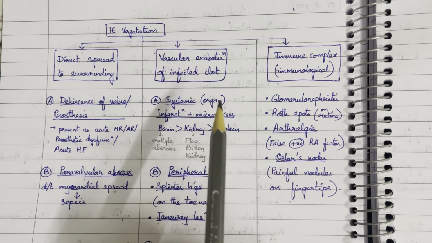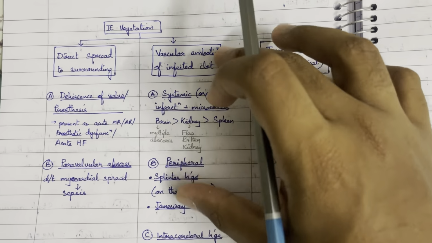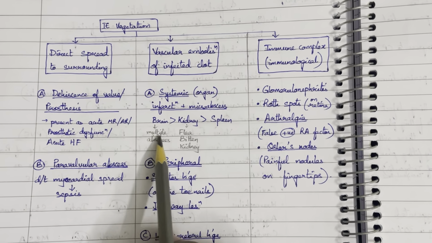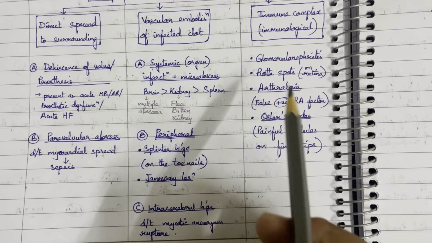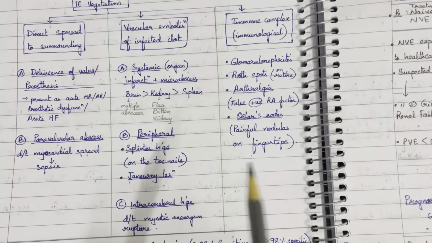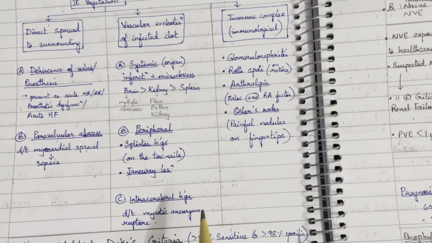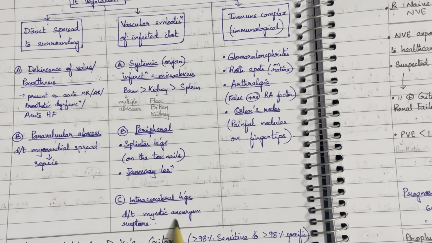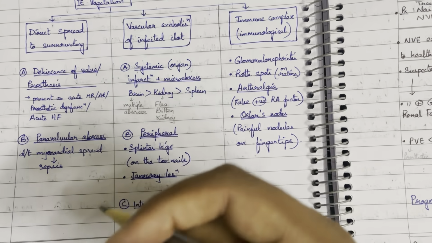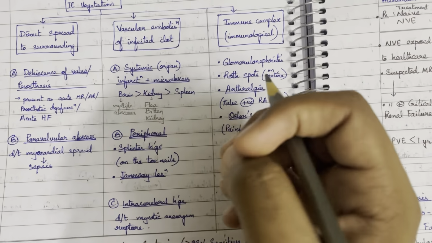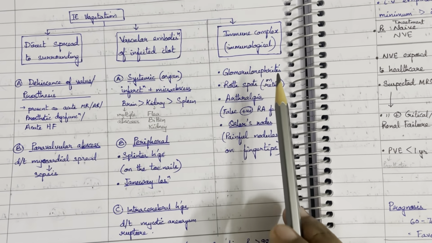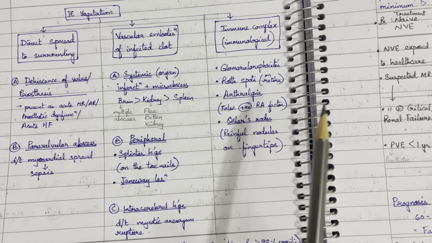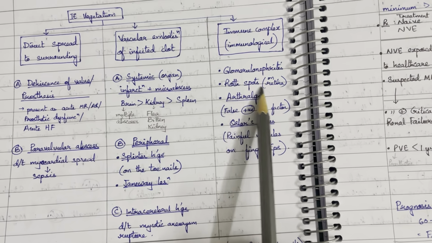Then vascular embolization of the infected clot. The emboli, the vegetation in the clot, can go to the brain and form multiple abscesses, kidney, flea-bitten kidney, spleen. Then peripherally, it can produce Janeway lesions on the palms and the soles and splinter hemorrhages. Also intracerebral hemorrhages due to mycotic aneurysm rupture. So it can rupture in the brain, it can rupture in the skin, Janeway lesions, splinter hemorrhages, and it can infarct the brain, kidney and spleen. Next, immune complexes: you have Osler's nodes, Roth spots. Again, joint involvement, arthralgia and glomerulonephritis.